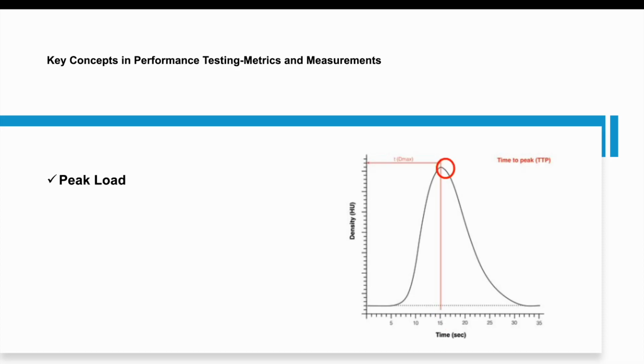One more concept is peak load. The peak load is the highest expected load during a peak hour or a peak time. For example, the expected number of people at the park during evening and holiday is called peak load.